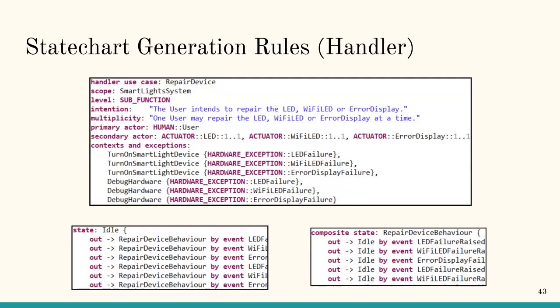The handler will be mapped into multiple aspects in the final state chart. There are two things. For each handler, there's an idle state and a composite state. The idle state is when the handler is not doing anything, and the composite state will basically describe the behavior of this original use case. When an exception, specifically an exception that this handler handles, occurs, the idle state will transition to the composite state, and then it will start invoking that behavior.